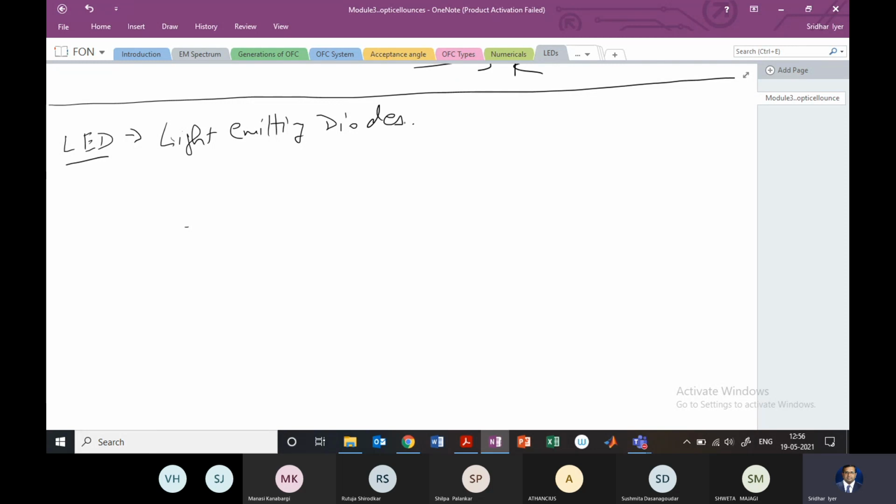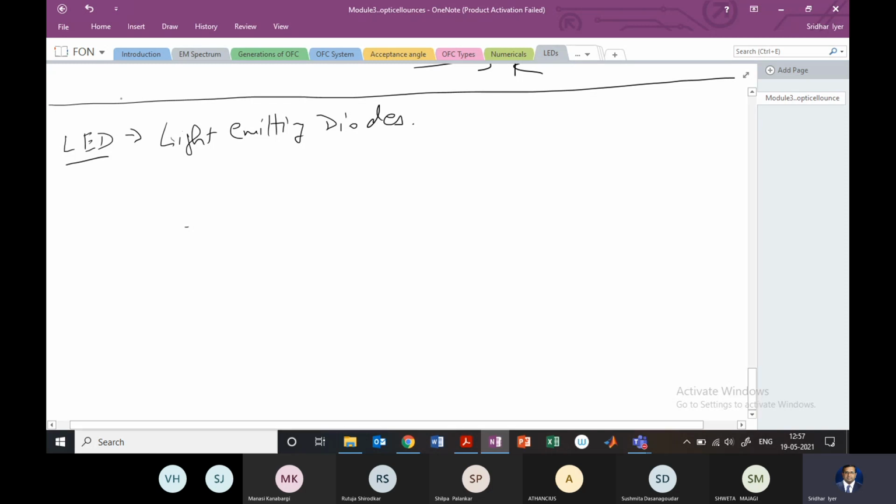However, on the other hand, their advantages: the drive circuit, the circuit required for them to work efficiently, is not very complex. It's very simple. They don't require any external stabilization. They work on their own, and their fabrication is also not very complex. So you can easily fabricate a light emitting diode. And they also work generally in the lower ranges of the wavelength.